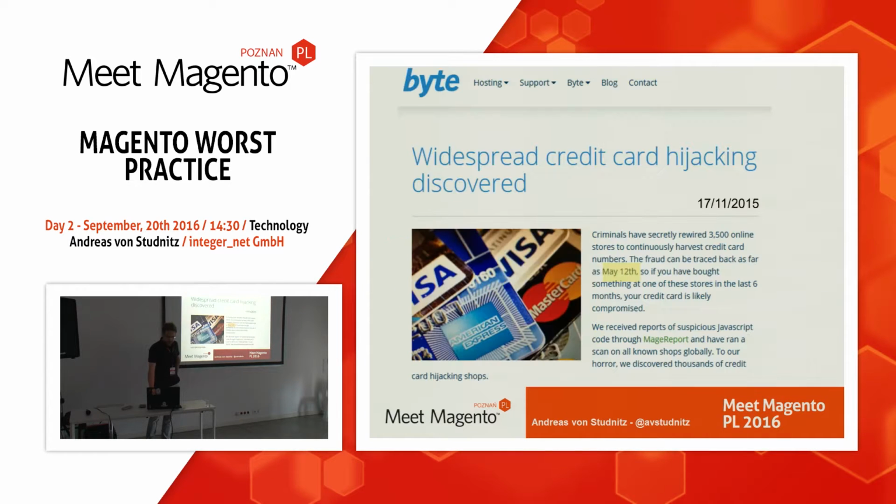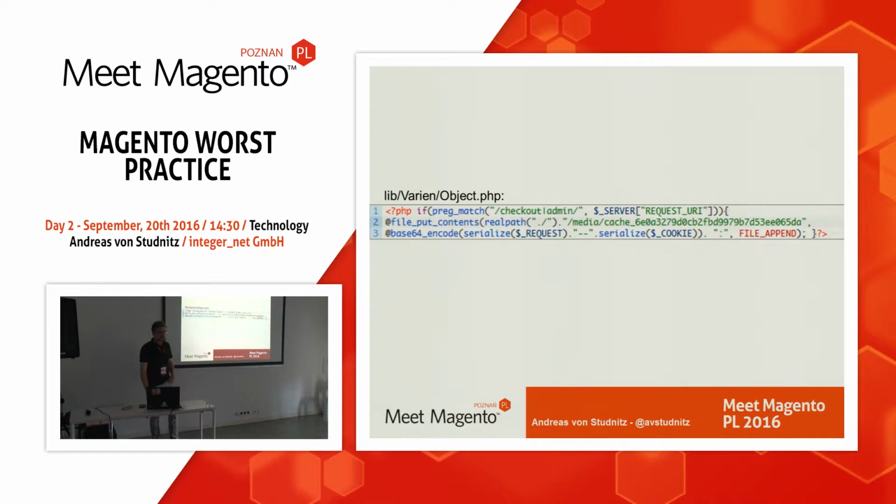One example, this is a blog entry by Byte. Byte is a Dutch hosting company, and they published that they discovered about 3,500 online shops which had been hacked half a year ago. So there was a hack inside 3,500 shops which was undiscovered for more than half a year, and the hack caused credit card data to be sent somewhere else. And how can that happen? This can be just one line of code.